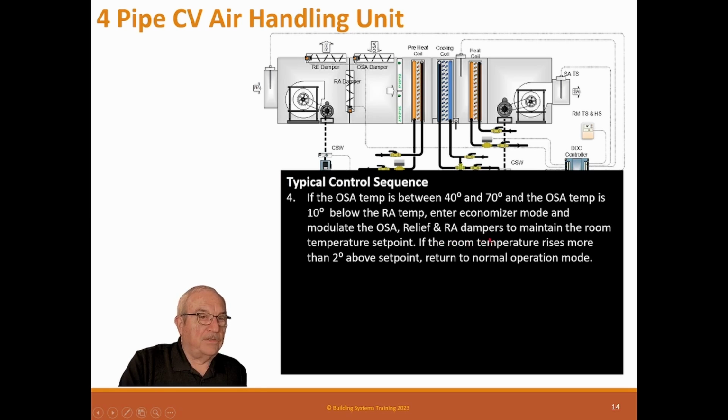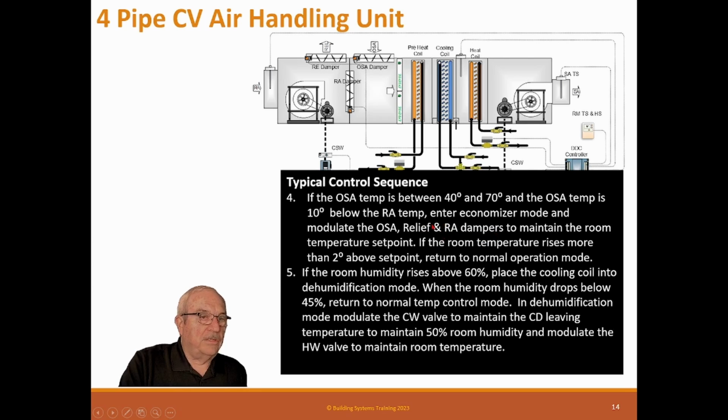Here's our economizer sequence, which is the same as before. If it gets cold outside, then we turn on the economizer. Now here we have a humidity override on this one. Because we have a heating coil downstream, we can actually dehumidify with this unit. So if the room humidity rises above 60%, place the cooling coil into the dehumidification mode. When the room humidity drops below 45%, return to normal temperature mode. In dehumidification mode, the chill water valve maintains the cooling coil leaving temperature to maintain a 50% room humidity, and modulate the hot water valve to maintain the temperatures.